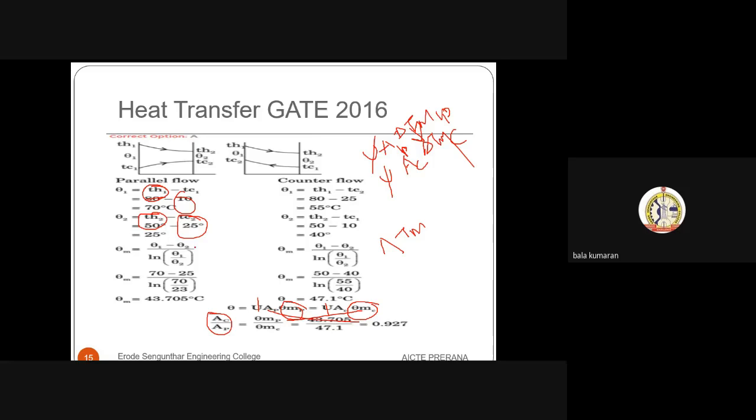So the final value is 70 minus 25, 55 minus 40 divided by ln of 70 by 25, right? And 50 minus 40 divided by ln of 55 by 40. So the answer will be like this. Approximately the values will be 43.705 and 47.015. Which you take and apply here, the value will be approximately 0.927.